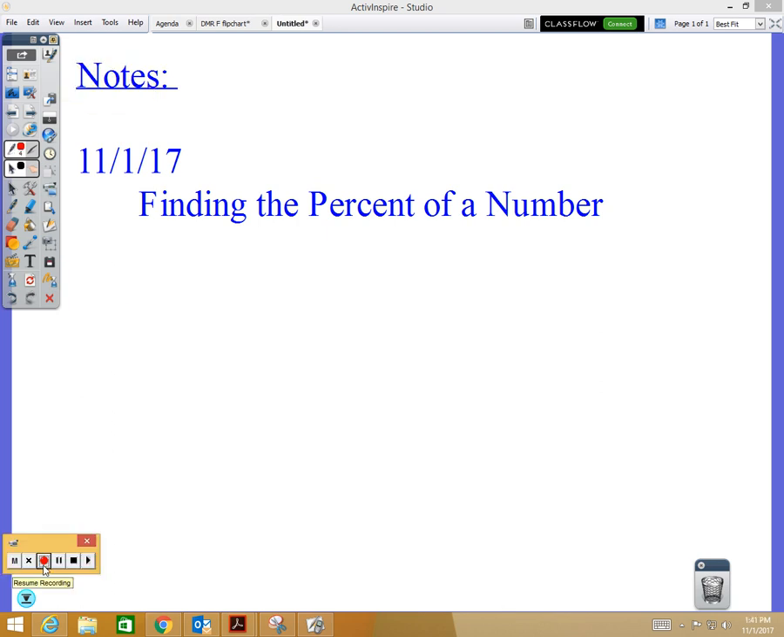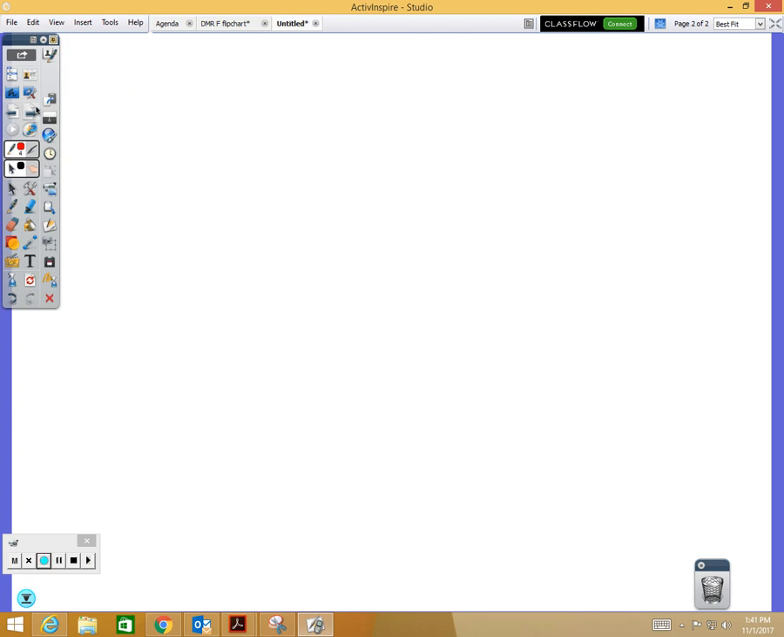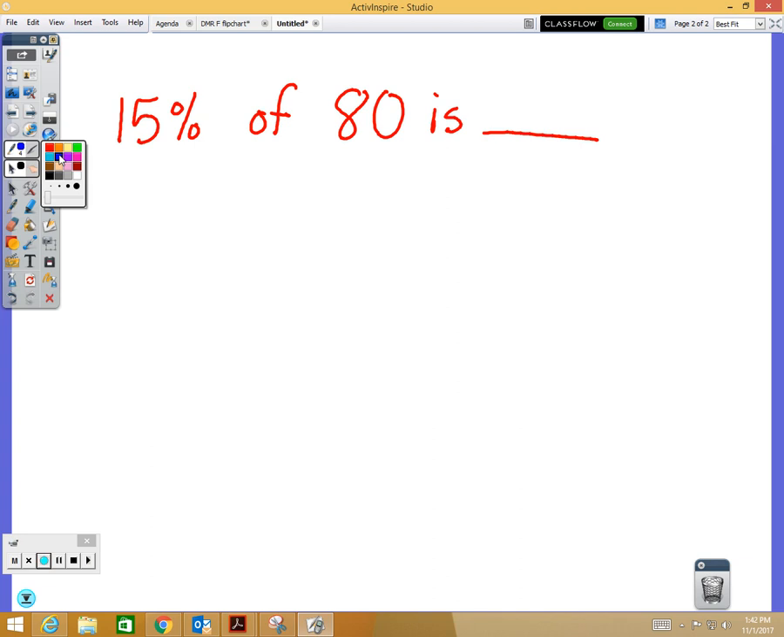All right, so there are certain words in these problems that are going to help us determine what we need to do. So that's the first thing that I want to focus on. So if you had a problem like 15% of 80 is blank. The word of and the word is both have meanings in math that are very important, and they're used a lot, these words are.